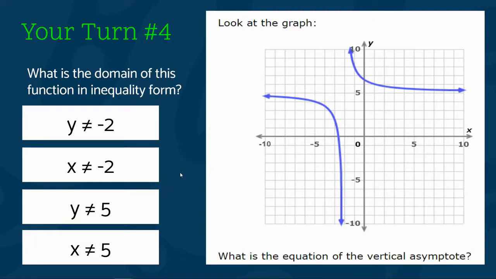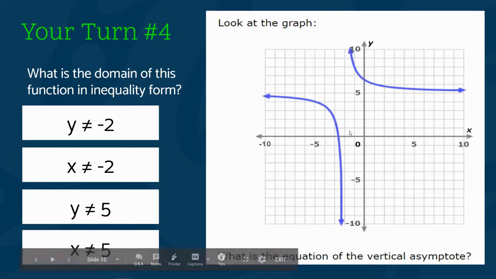Okay, so what is the domain of this function? A really nice thing about horizontal and vertical asymptotes is they give us a clue as to what the domain and range are. So if there's a vertical asymptote at x equals -2, which we've already established, then that means that x cannot be -2.